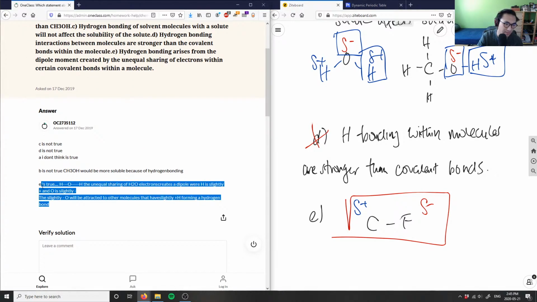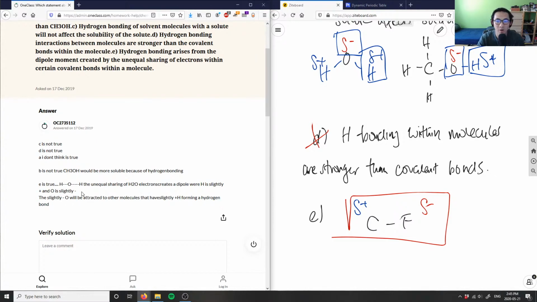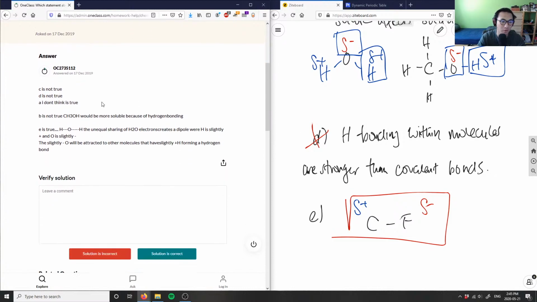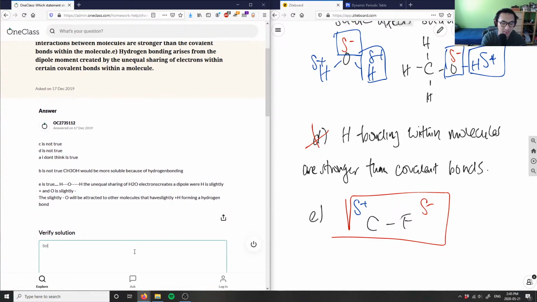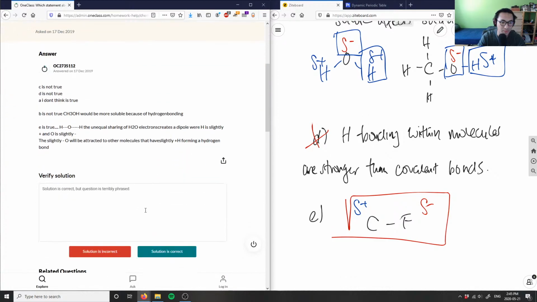And I understand the concept that's happening here because they're using hydrogen and oxygen, but I can use a counter example of carbon bonding to fluorine, and this by definition would still be hydrogen bonding technically, which is false. So I'm going to say the solution is correct, but the question is terribly phrased. So I'm going to copy and paste this and say this definition of hydrogen bonding is not true. And I give a counter example here.